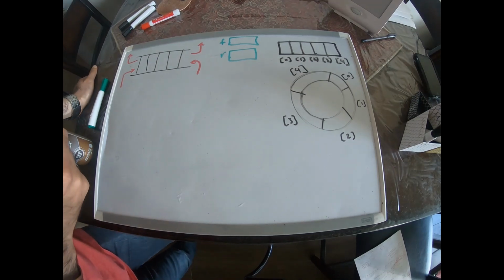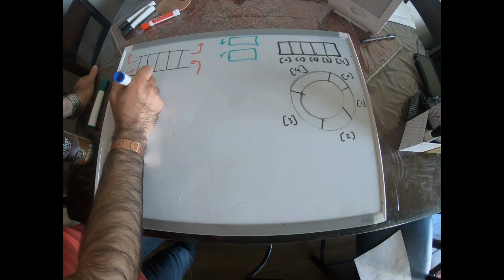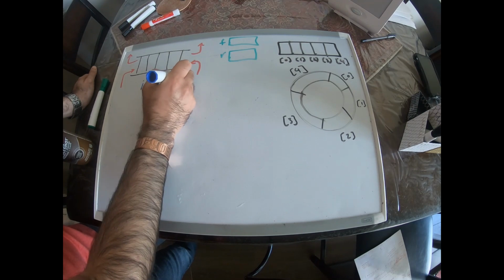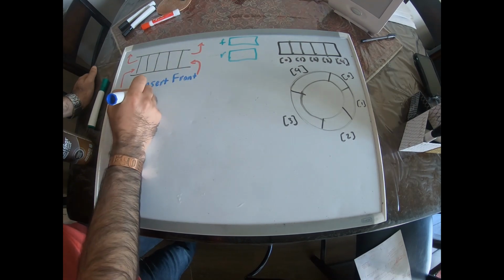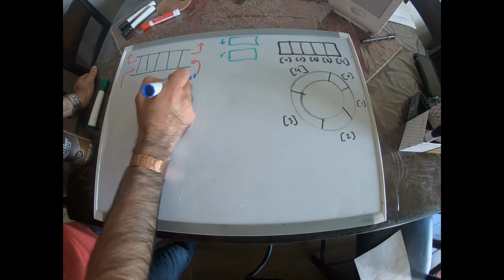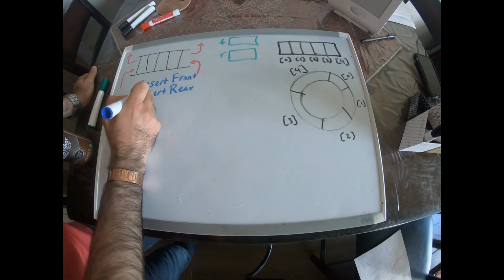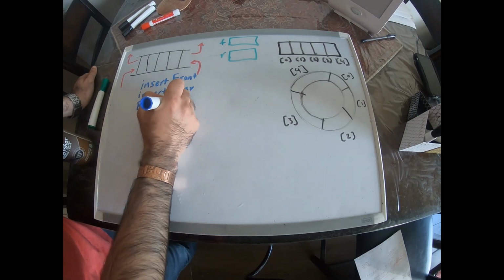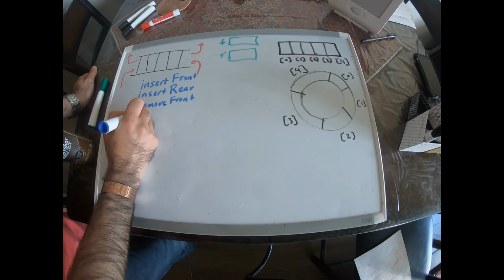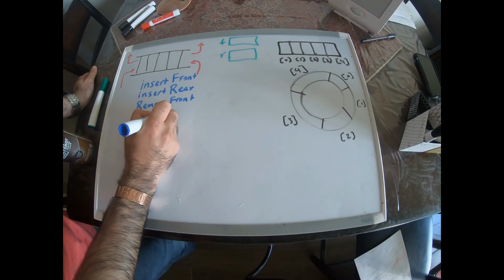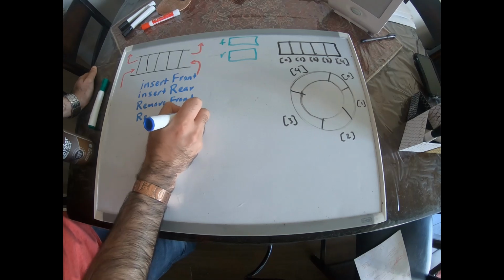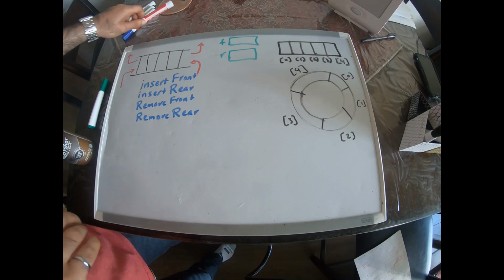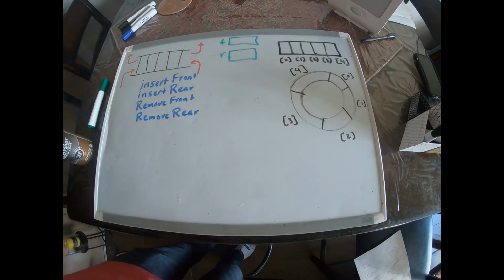The main four operations that we want to implement are insert at front, insert at rear, remove from front, and remove from rear. So these are the main four operations that we want to implement. The rest of the operations are going to be easy once we implement these ones.